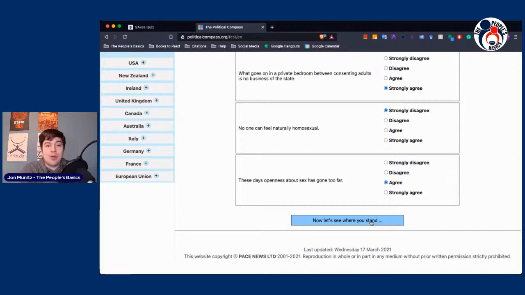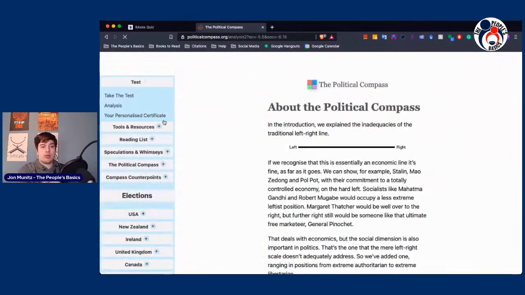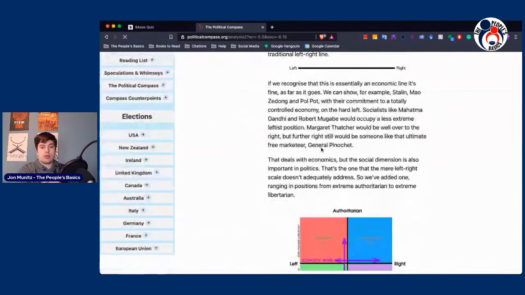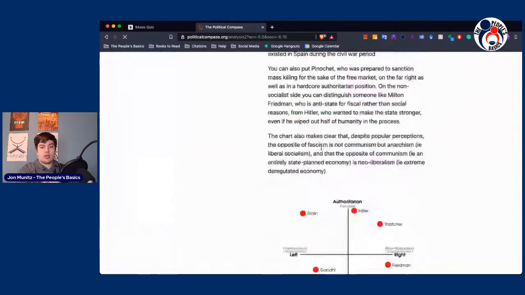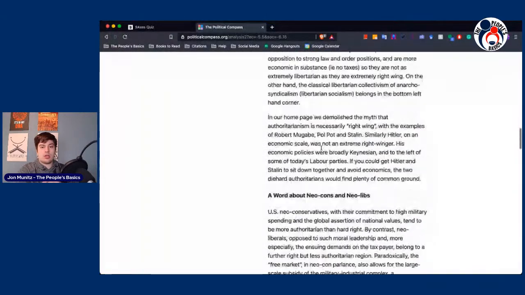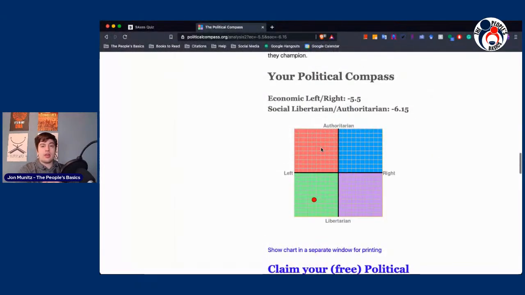So I hope you all enjoyed us doing this political compass test. Let's now actually see what the results are. Okay, so this is where it puts me.